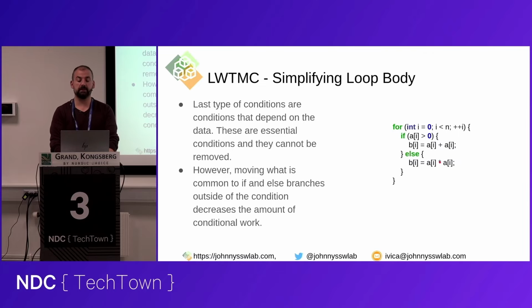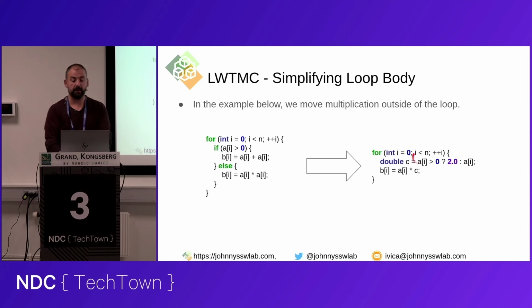Otherwise, b of I equals a of I times a of I. So what happens here is that I can simplify this condition. Instead of having one multiplication and one addition, I can conditionally load either constant a of I or 2, depending on the value of a of I. And then I multiply with this value. Multiplication by 2 is just addition to itself, and the other one is multiplication by itself.